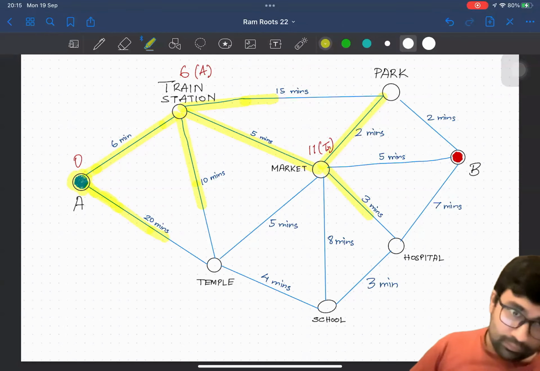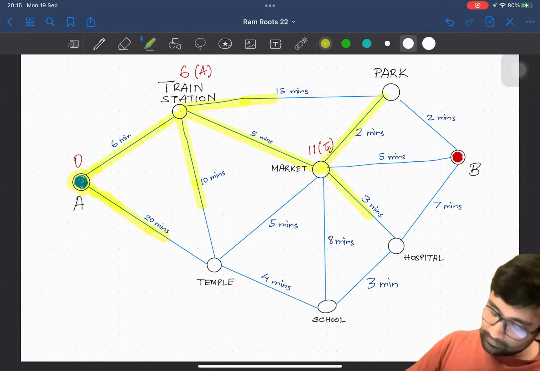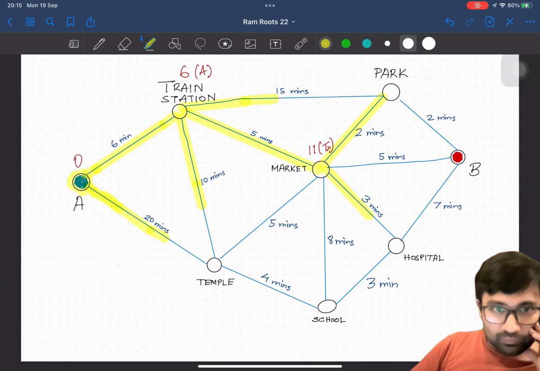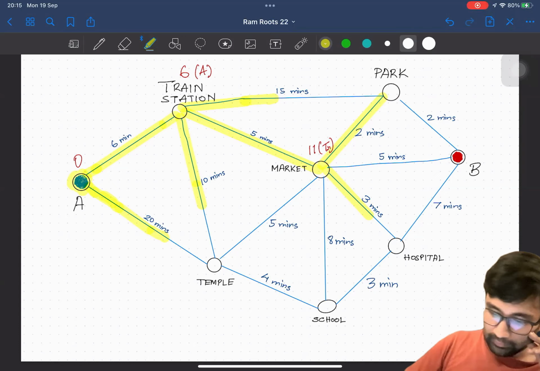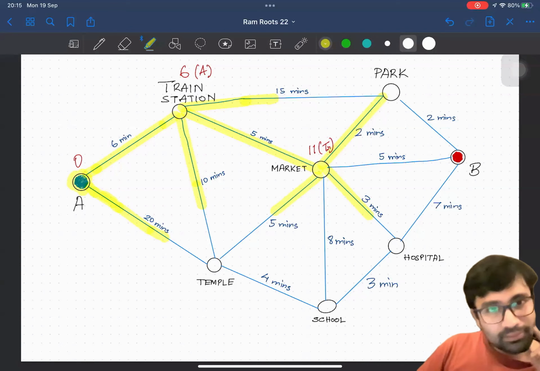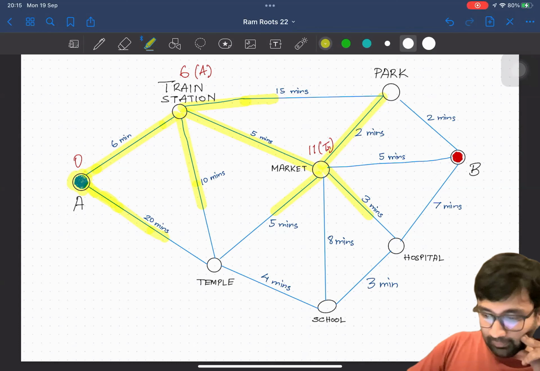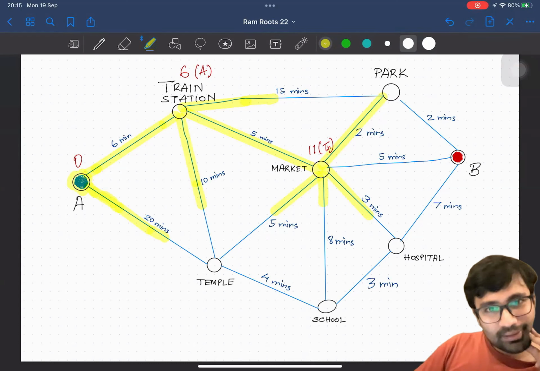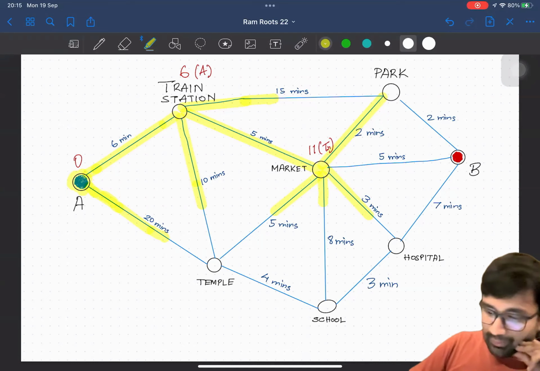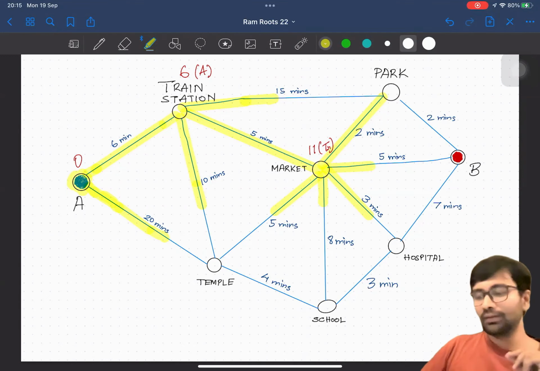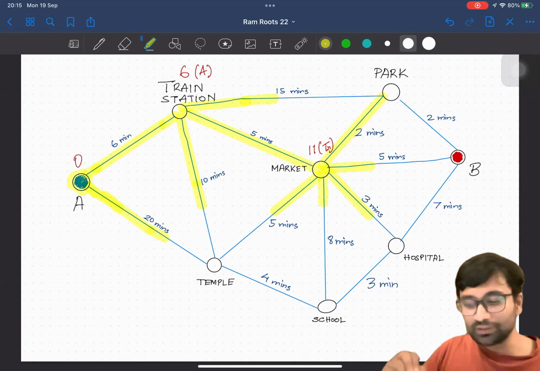Right. Sir, and the school and temple get reached. The fire will also move 2 minutes to the temple from the market. Okay. And to the school, sir, 2 minutes to the school from the market. Okay, and 2 minutes to B. Sir, 2 minutes to B, market to B. Correct. Now what happens in another 2 minutes?